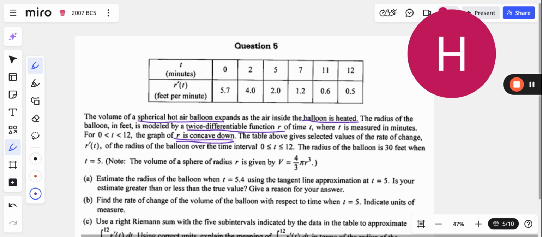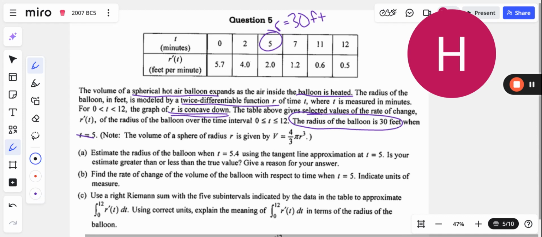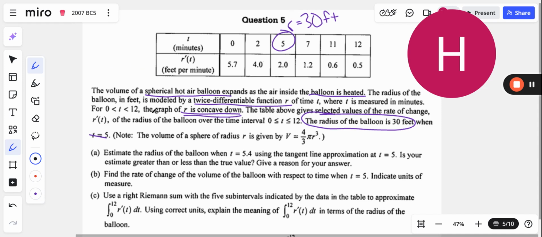And the table gives selected values of the rate of change, which is r prime. It tells us how fast. Oh, and here they give us an initial condition. The radius of the balloon is 30 feet when t equals 5. So I'm going to put that right here, because this chart tells us the speed at which the radius is changing, but that gives us the actual radius at that point. So we're probably going to have to use the initial condition somehow.